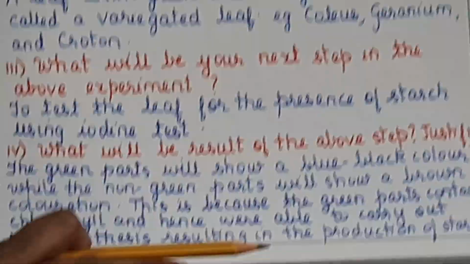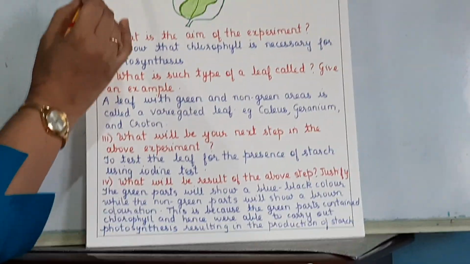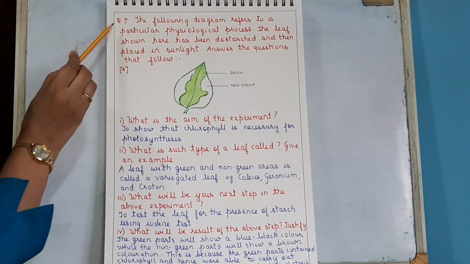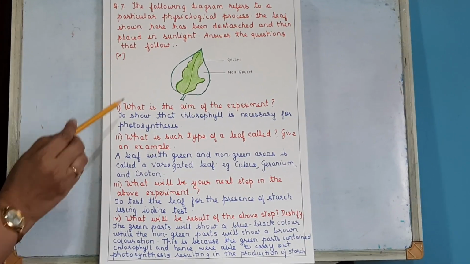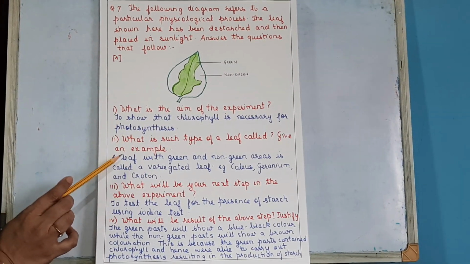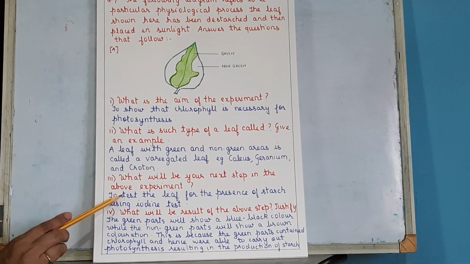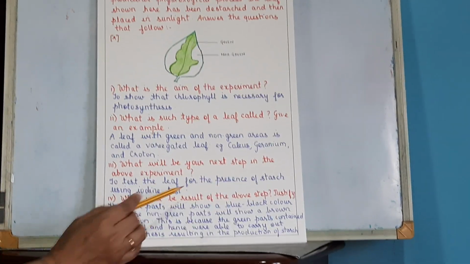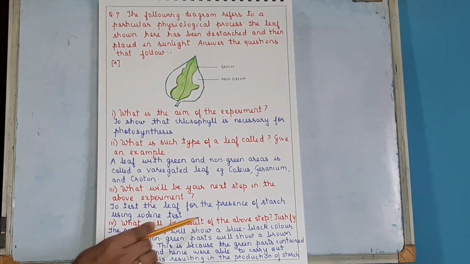Okay, so this particular question I have written is common for the experiments which are going to follow. That's why I have written question 7a part. So what is the aim of the experiment? What is the leaf called? What will be your next step in the above experiment? To test the leaf for the presence of starch using iodine test.